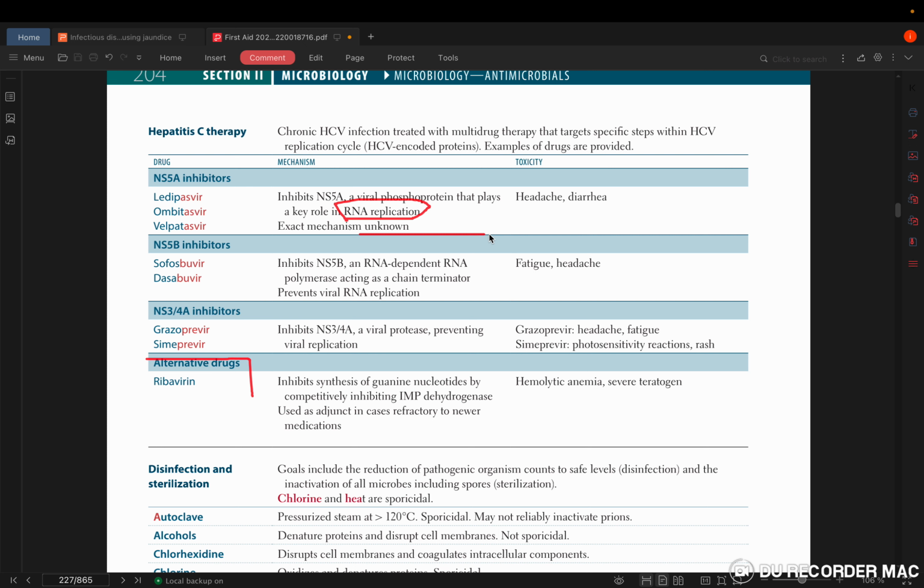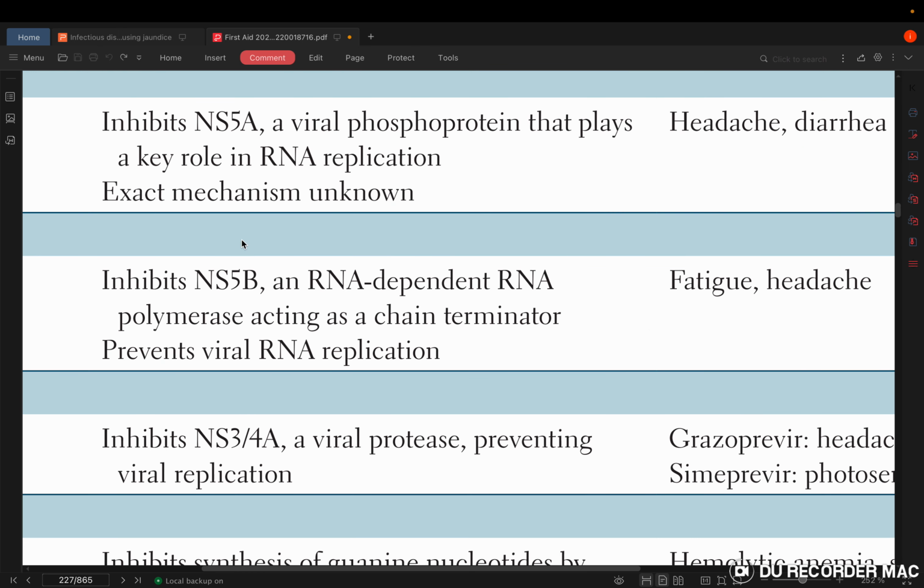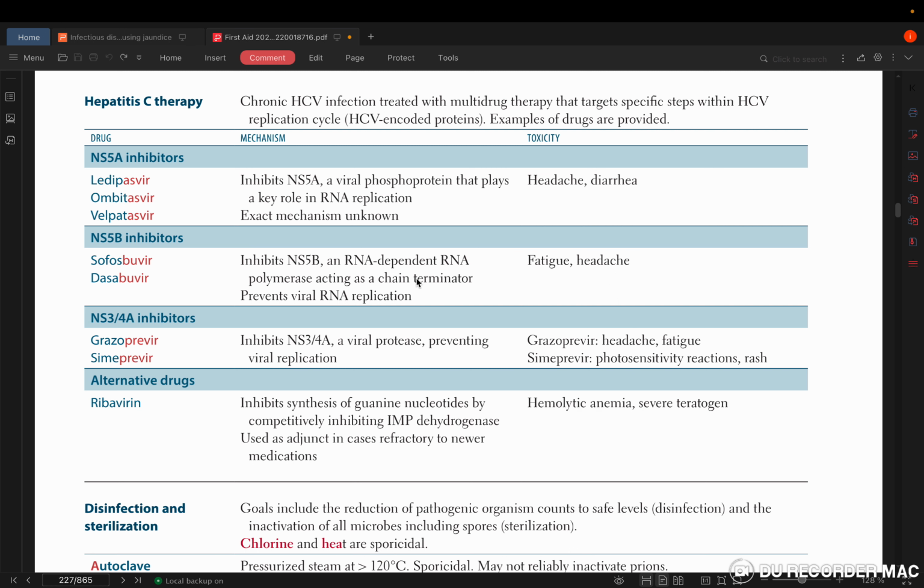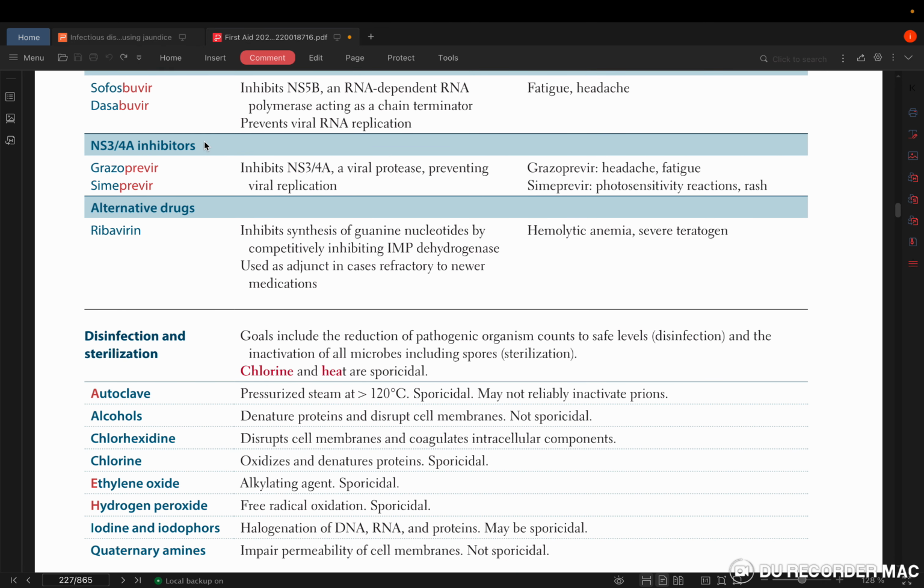If we speak about the other drugs, the -buvir drugs, they inhibit NS5B, which is basically an RNA-dependent RNA polymerase. It's an enzyme, and it acts as a chain terminator, which means you will have, again, less RNA replication. So far, what I wanted you to know is that this decreases RNA replication, that decreases RNA replication. The last one is a viral protease inhibitor, which also prevents RNA replication. So all of their main function is to decrease replication. So these drugs are low yield. If you would like to memorize them, it's up to you.